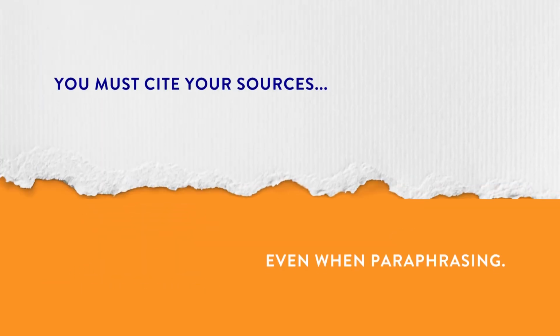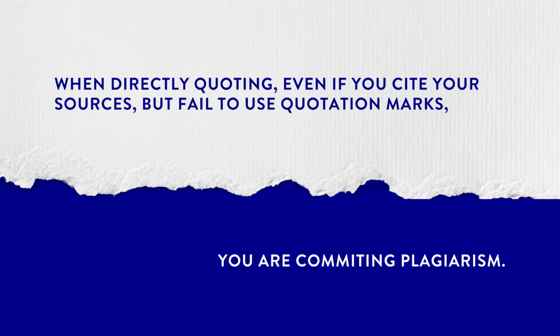However, when indirectly quoting, students often make the mistake of paraphrasing, which is the use of someone else's words or ideas reconstructed to look like your own. Students assume they no longer have to cite their source because the sentence has been changed. In the case of a direct quotation, even if you have cited the source, you still commit plagiarism if you don't use quotation marks. Let's look at a few examples.